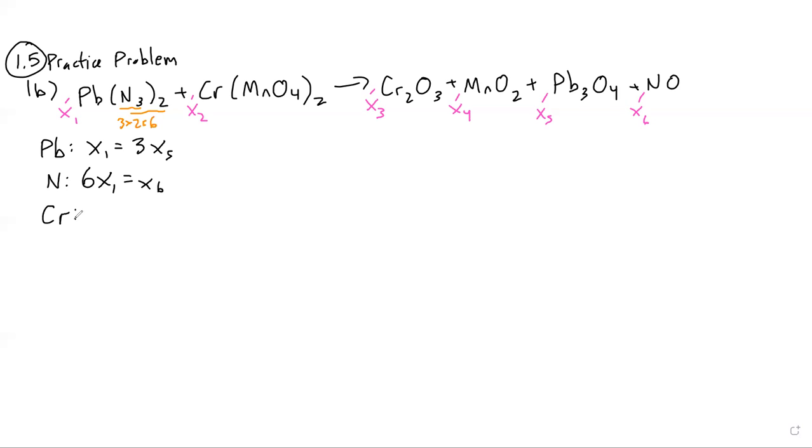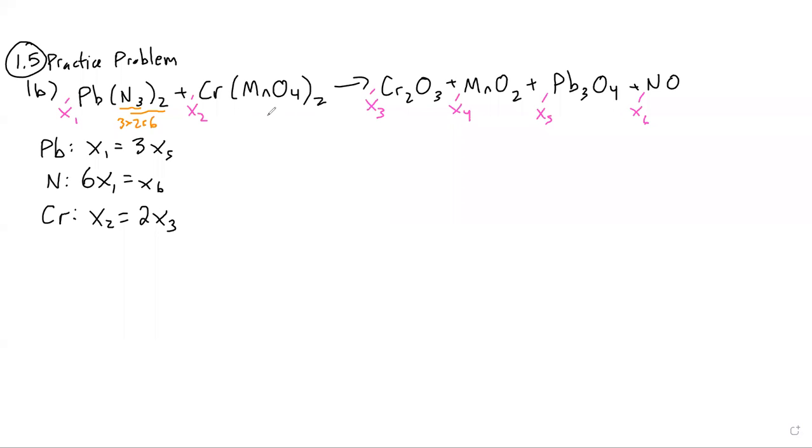So chromium is next. So we can see just that second molecule has the 1 chromium. And on the right-hand side, we need this to be equal to, it's just the first molecule on the right. And there's 2 of them, and they'll be attached to the x3.